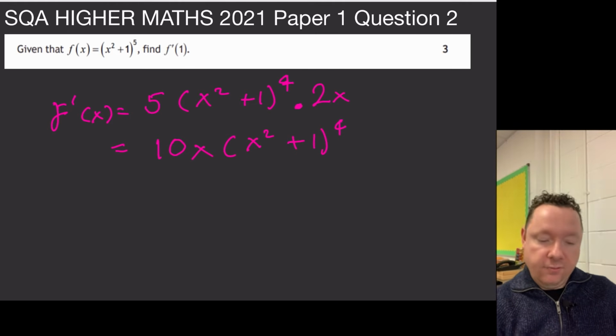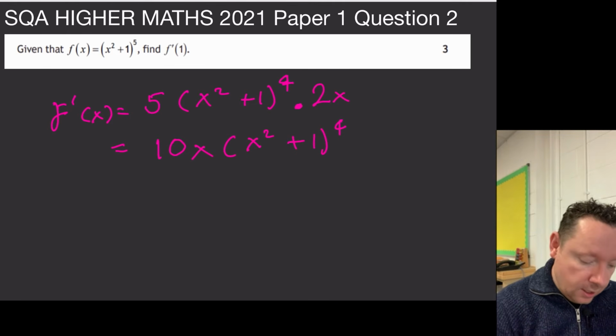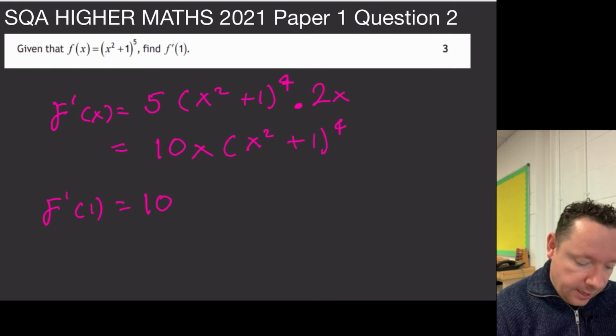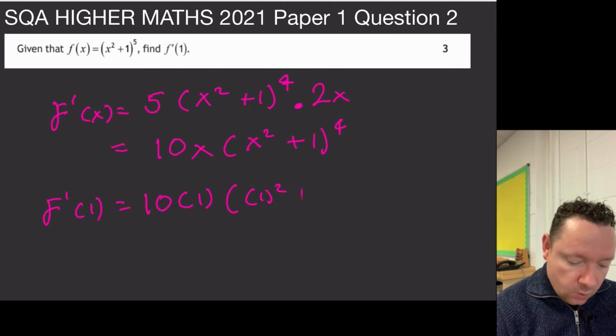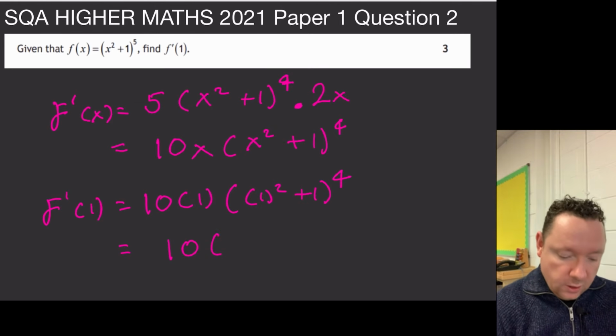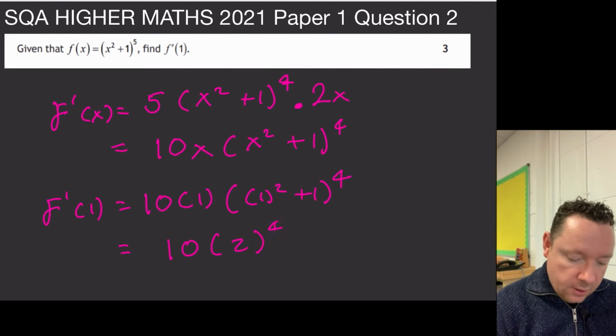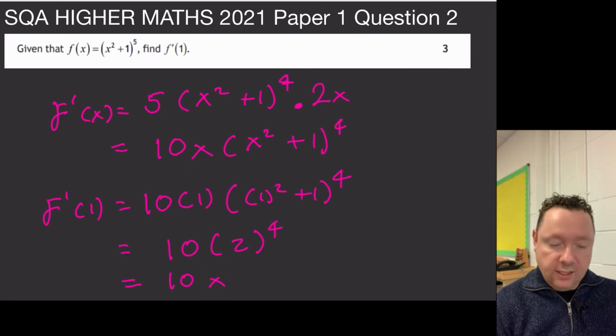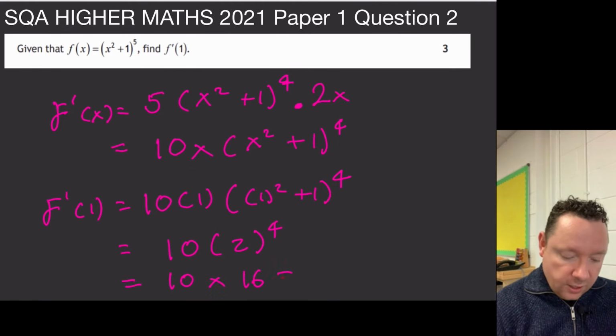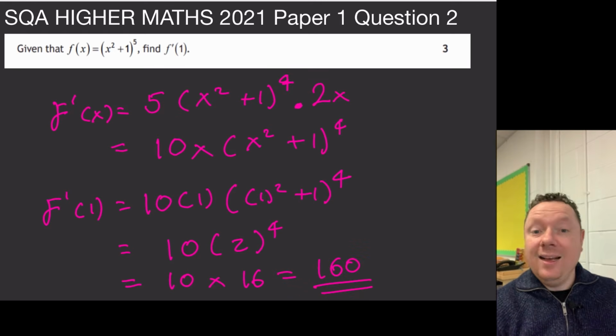I now need to find f dash 1, so I'm just substituting 1 into this. So f dash of 1 is equal to 10 times 1 times 1 squared plus 1 to the power of 4. 10 times 1 is 10. 1 squared is 1 plus 1 is 2 to the power of 4. That's 10 times 2 2s are 4 times 2 is 8 times 2 is 16. So that's 160. And we're done there.